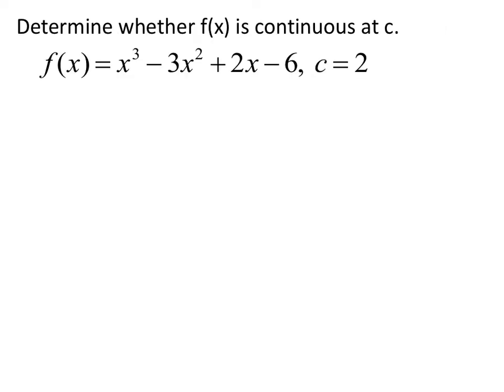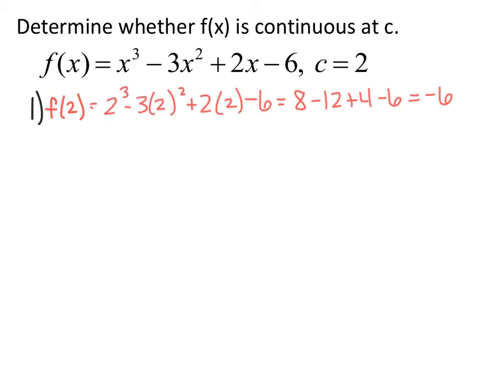So we want to test to see if f of x is continuous at c. Our c value is equal to 2. Our first step when proving continuity is to prove that f of c, or in this case f of 2, exists, which means just finding the y-coordinate at x equals 2. So pause the video and go ahead and find if f of 2 exists, and if so, what that value is.